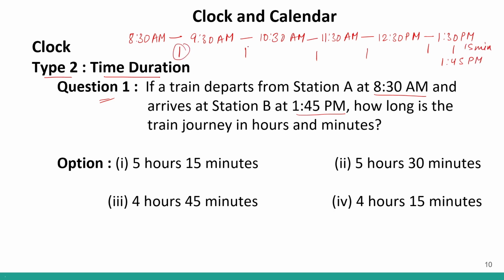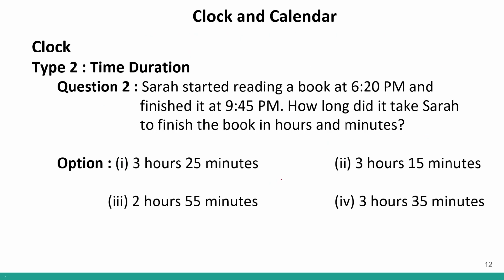So this is 1 plus 1 is 2, plus 1 is 3, plus 1 is 4, plus 1 is 5. So 5 hours and 15 minutes. This will be the duration of the train. So this is given in option number 1. So option number 1 will be your correct answer to this question. Clear? Now, question number 2.